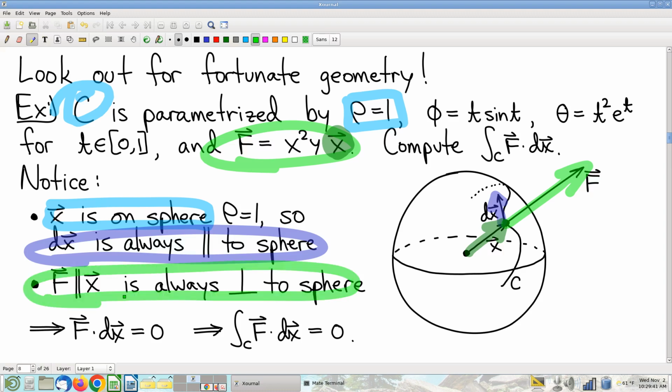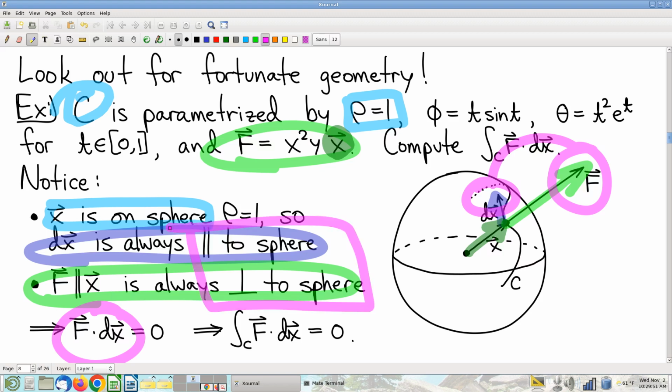is always perpendicular. And so if I'm looking at a dot product then, F dot dx, well, there's the F and there's the dx. One of them is parallel to the sphere, one of them is perpendicular to the sphere. That means that F and dx are always perpendicular to each other. And that means this dot product is always zero, and that means that we're adding up a bunch of zeros, and that means this integral is zero. Does that make sense to everybody? And you don't have to wade through a bunch of trig unnecessarily. A couple of clever observations, and we're done.